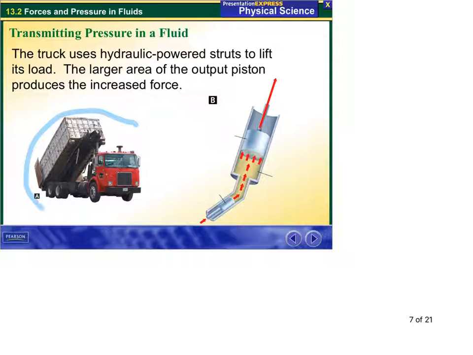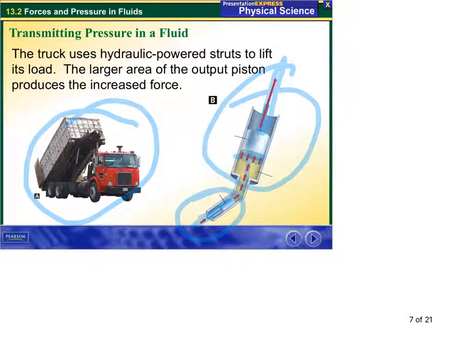Such things as a dump truck use hydraulic systems to elevate the bed. What happens here is we put a smaller force on a small piston. That force is transferred to the larger piston, where it's multiplied over a bigger area, and we get a bigger output force. So small piston, small force; big piston, big force.